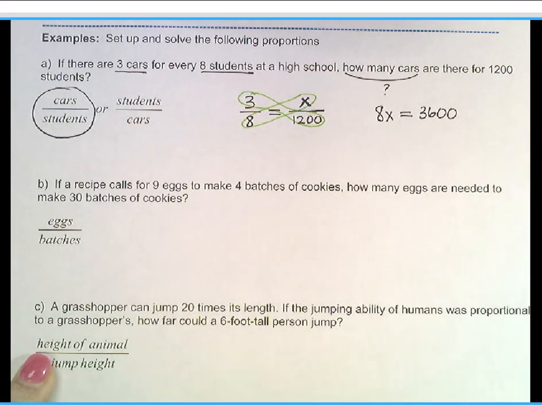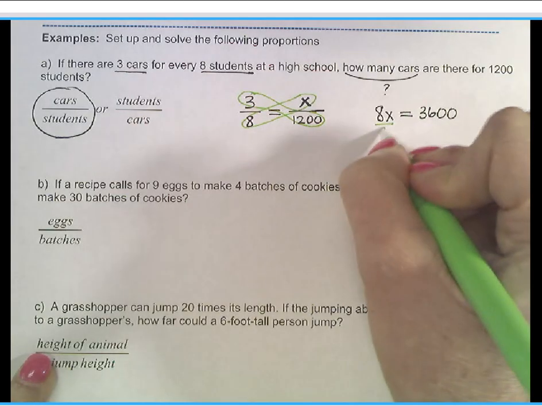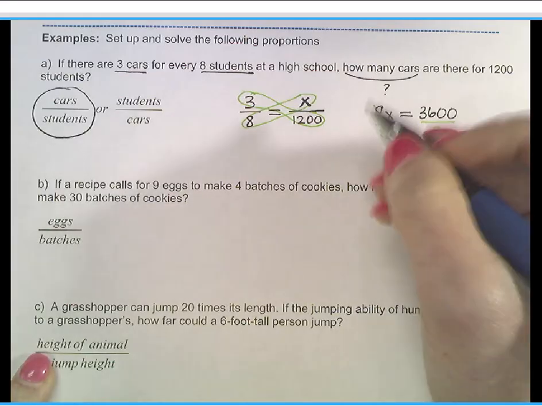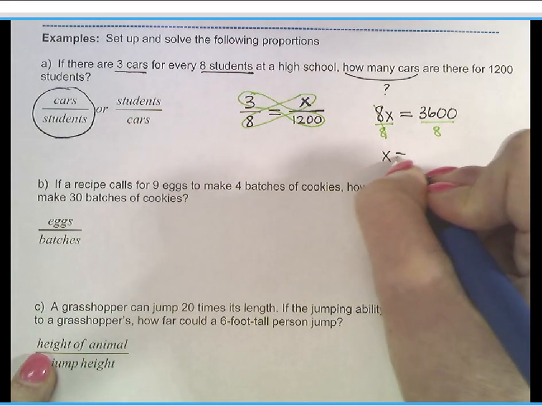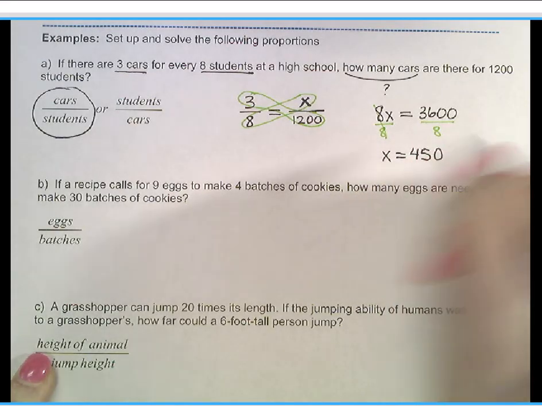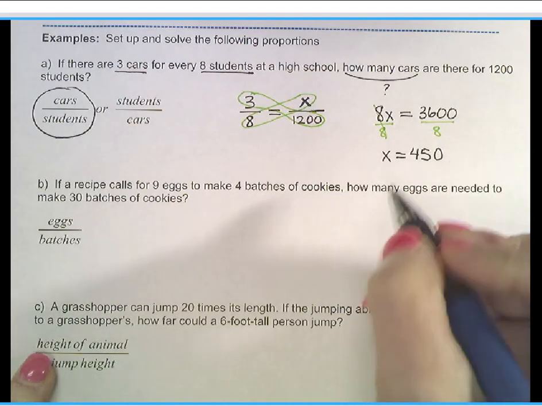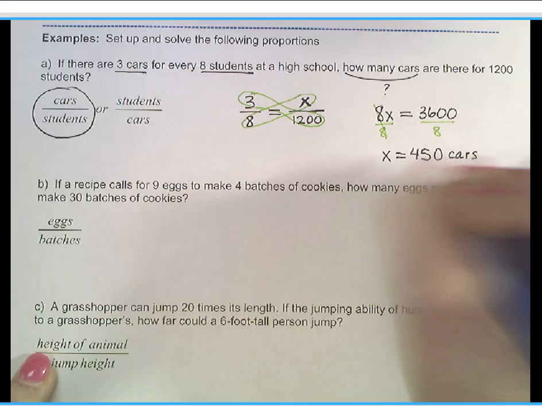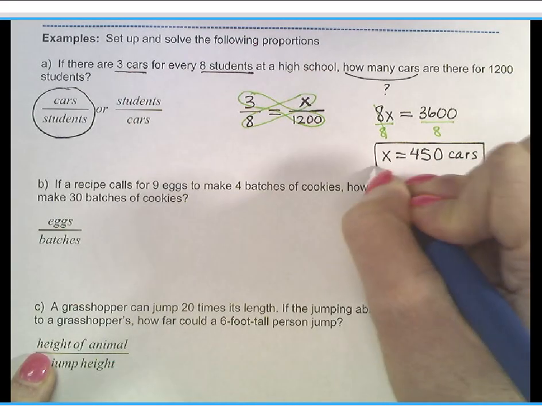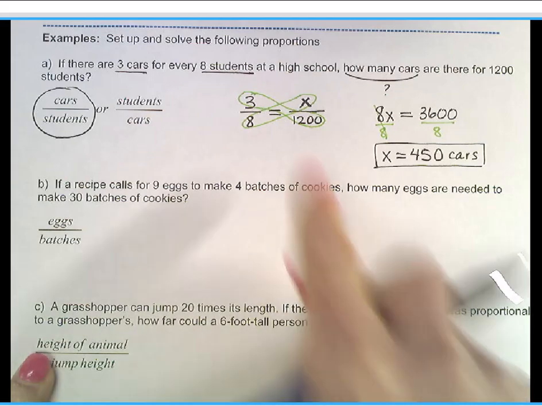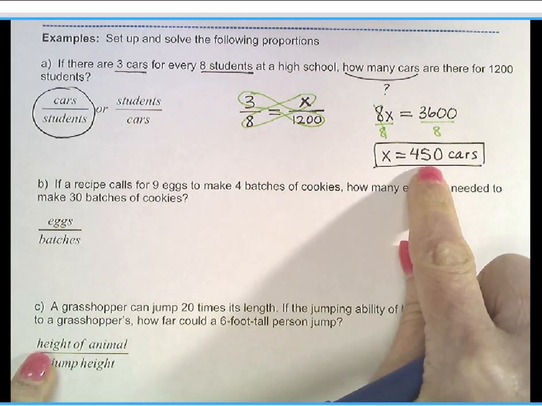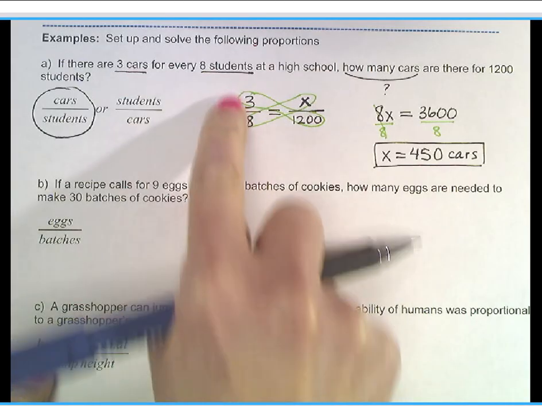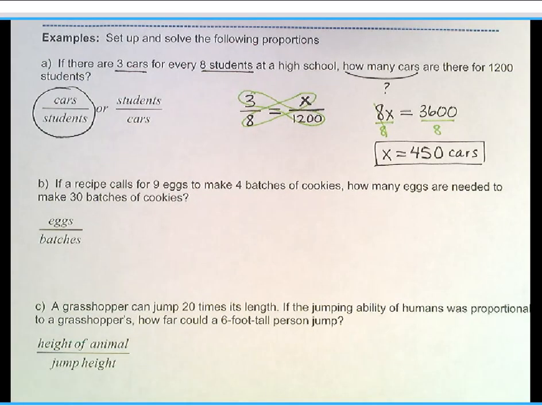And then to solve that, you could divide both sides by 8. And if you take 3,600 and you divide by 8, it actually turns out nice, and it's 450. 450 what? The x was on the top, that's cars. So how many cars are needed for 1,200 students? There'd be 450 cars. Okay, so we did cars to students. Just make sure that you're consistent.